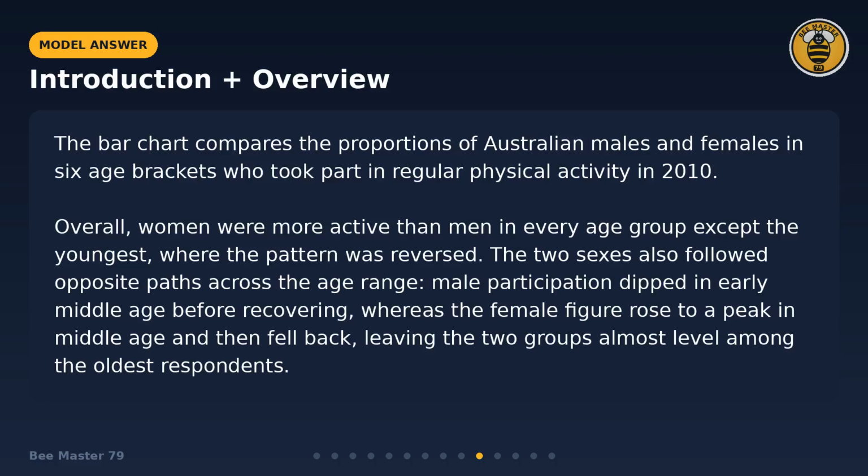The bar chart compares the proportions of Australian males and females in 6 age brackets who took part in regular physical activity in 2010. Overall, women were more active than men in every age group except the youngest, where the pattern was reversed. The two sexes also followed opposite paths across the age range. Male participation dipped in early middle age before recovering, whereas the female figure rose to a peak in middle age and then fell back, leaving the two groups almost level among the oldest respondents.